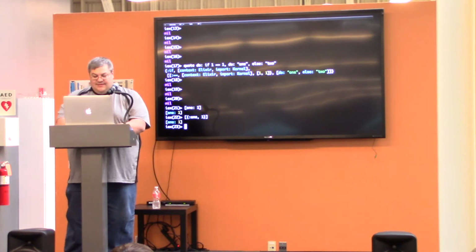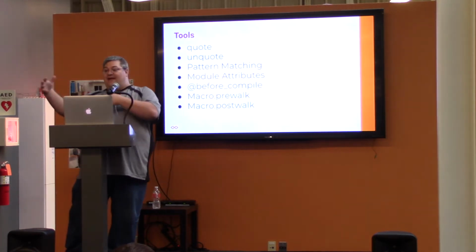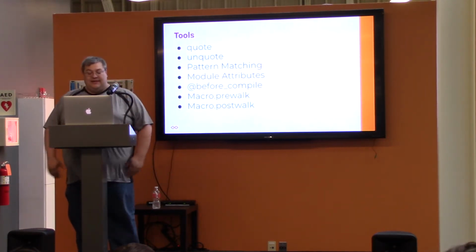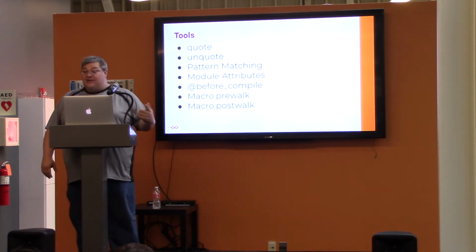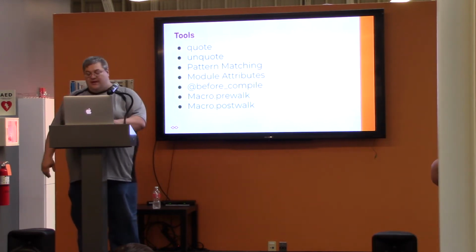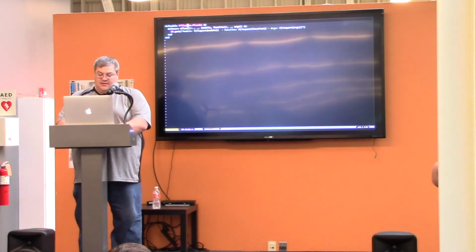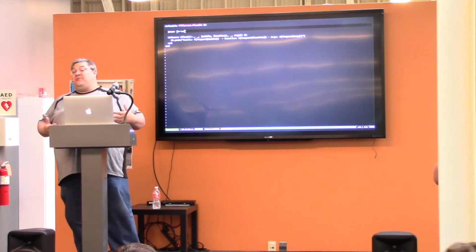All right. Unquote is the opposite of quote. It turns our AST code back into Elixir code, which we have to use sometimes when we're writing macros. We're going to use pattern matching, which hopefully everybody's familiar with. We're going to use module attributes. You've seen those before. They're the @ symbol in a piece of code. So like right here, you might see stuff like @name is Brian, right? That is a module attribute.